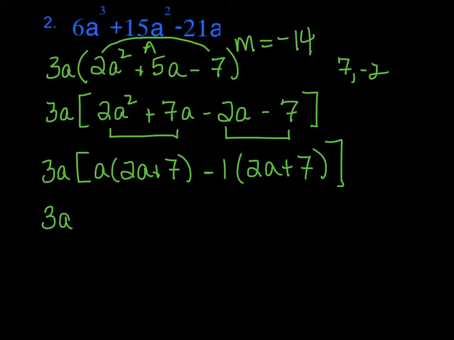All right, so now I'm going to take the numbers that are on the outside here, okay, and they get written together in one set of parentheses. And then I'm going to take the common terms, which is the 2a plus 7, and they get written in one set of parentheses.